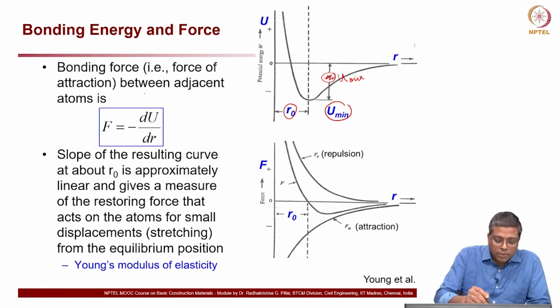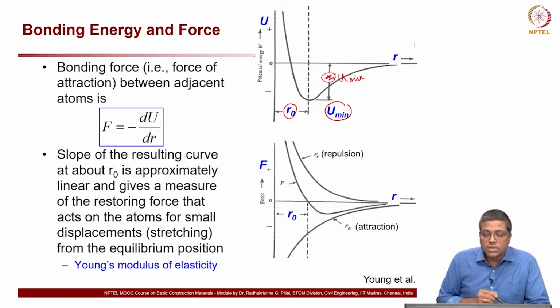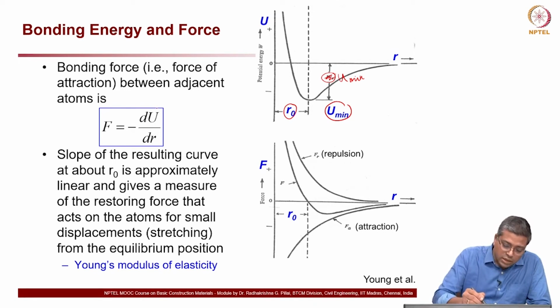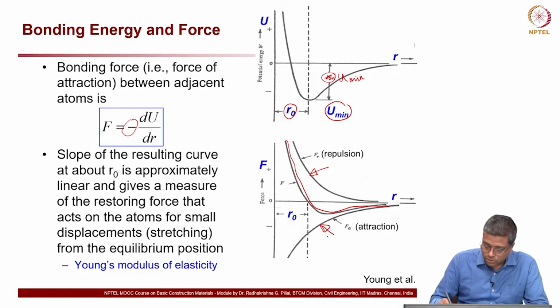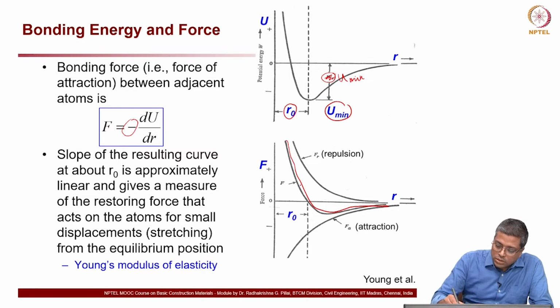Now, from this energy versus interatomic distance graph, can we actually get force? Yes, we can, and that is basically the derivative, negative dU by dR. When you say force, that is the curve on the bottom diagram. This curve here is the repulsive force, and this curve here is the attractive force. The summation of those is the curve which goes through the center, in between, that is this one.